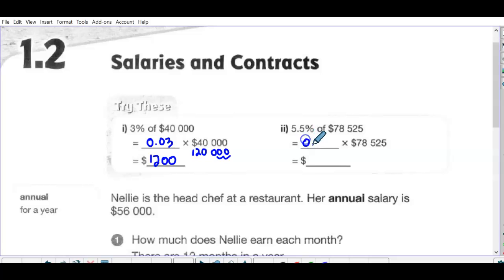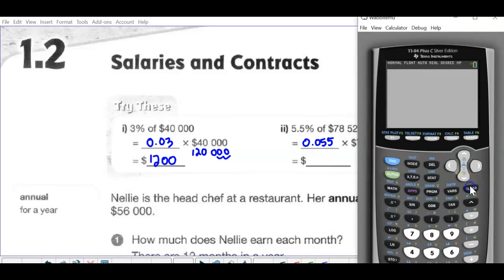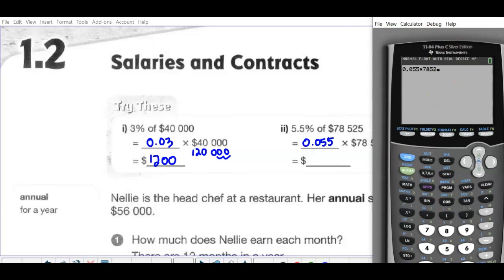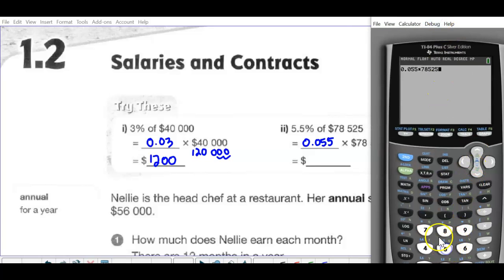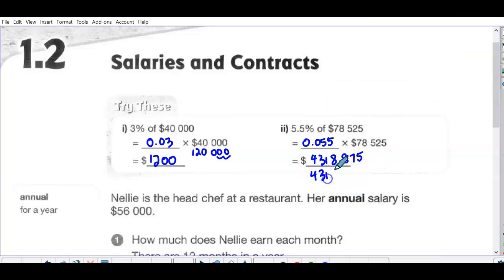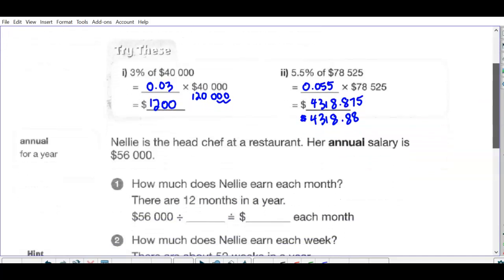Here, 5.5%, 0.055. That one I'm going to use my calculator for. So 0.055 times 78,525 is 4,318.875. Money always goes to 2 decimal places, so that would be 4,318.88. Okay. All right, so let's do some actual calculations.